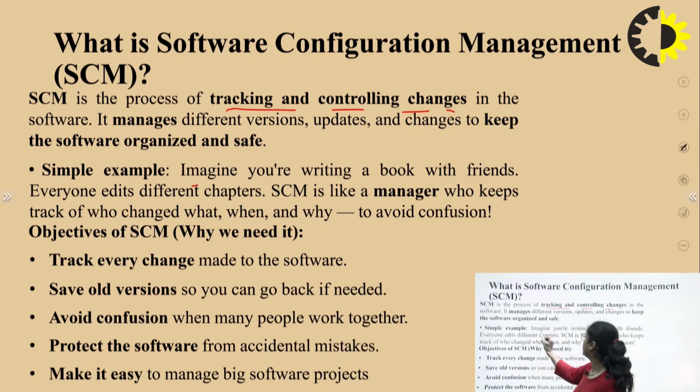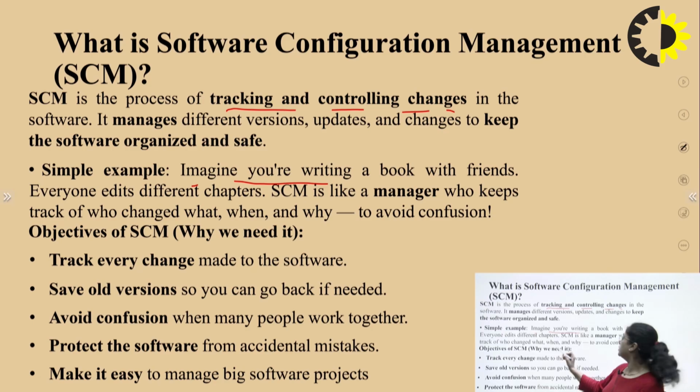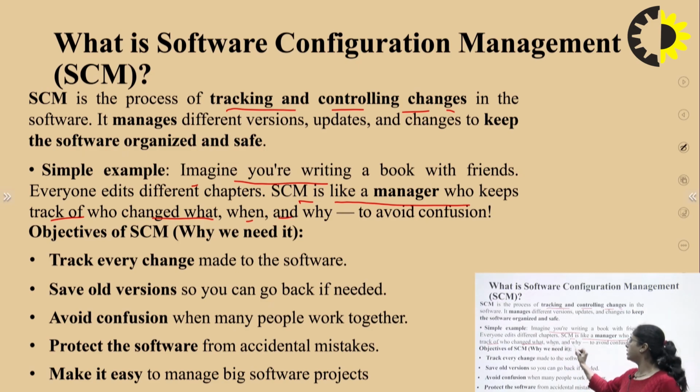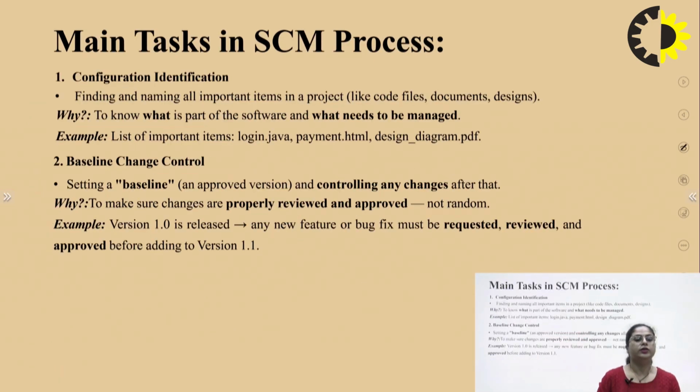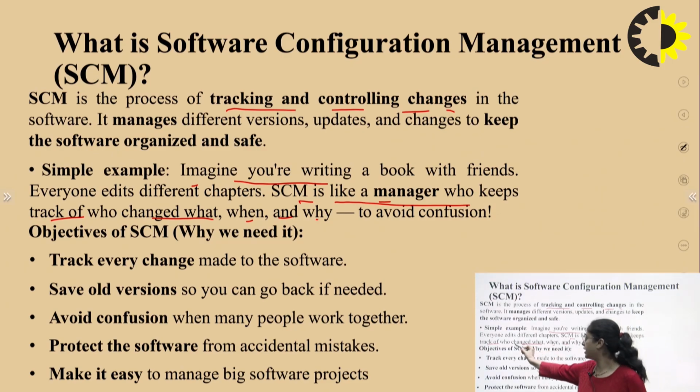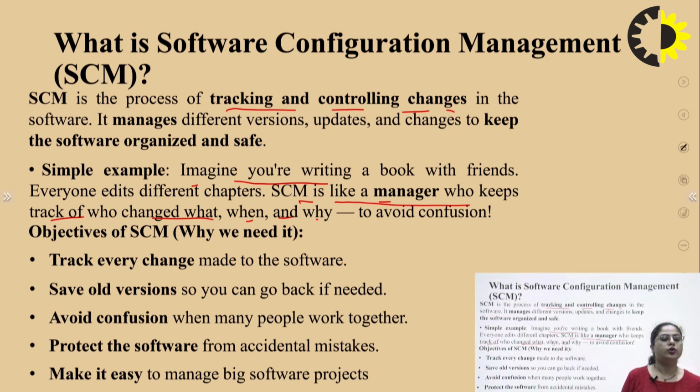Okay, simple example, imagine you are writing a book with friends. Everyone edits different chapters. Suppose in a book there are five chapters. Every friend writes an individual chapter, like chapter 1 is written by A, chapter 2 is written by B. The SCM is like a manager who keeps track of who changed what, when and why, to avoid confusion.